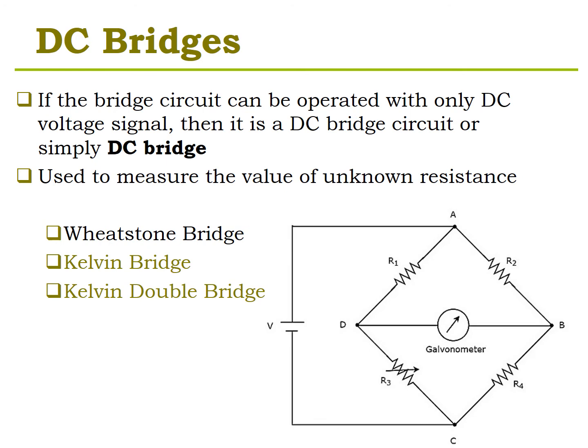So we have already seen what DC bridges are, where they operate only on a DC voltage signal, and a bridge is basically a loop having four arms connected to one another. Last class we saw how a Wheatstone bridge functions and how we can derive the expression of an unknown resistance in terms of the known resistances. Today we are going to study the Kelvin bridge.